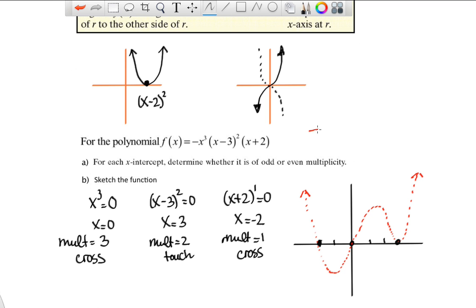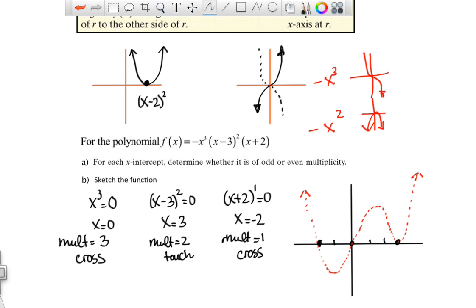So for example, the reason I'm telling you that you already know this is that if you look at a negative x squared, well, that graph looks like this. The negative makes it go down on the right. How about a negative x cubed? Well, negative x cubed looks like this. The negative makes it go down on the right. So that's what should have happened here.